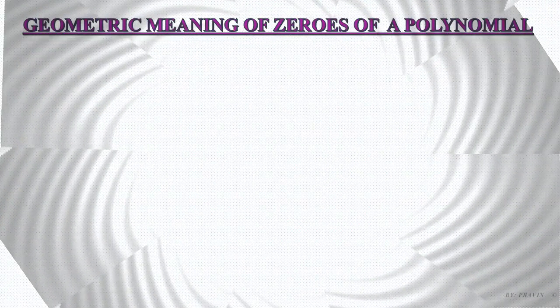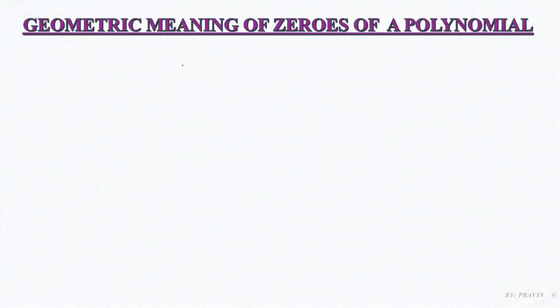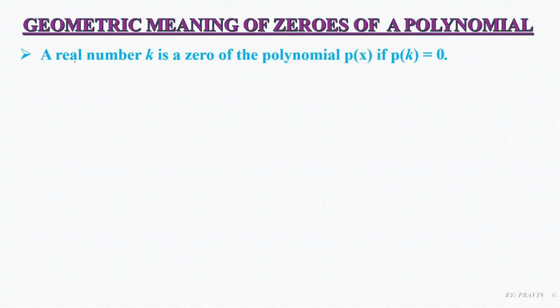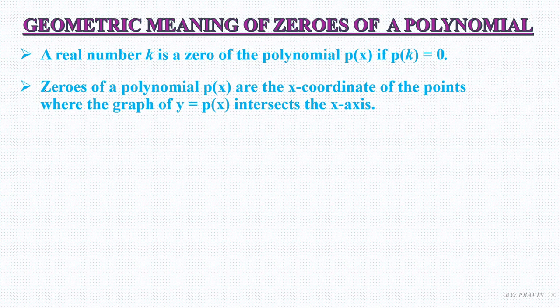Hello friends, in this video we will discuss the geometric meaning of zeros of a polynomial. As you already know, a real number k is a zero of the polynomial p(x) if p(k) is equal to 0. Right now, we want to know the geometric meaning of zeros. So, if you try to find the definition, you will get that zeros of a polynomial p(x) are the x coordinate of the points where the graph of y = p(x) intersects the x-axis.